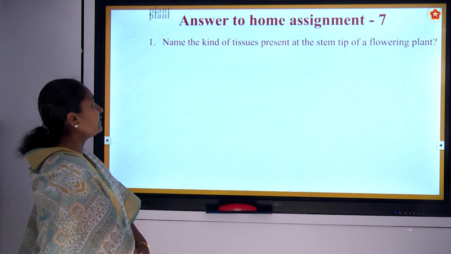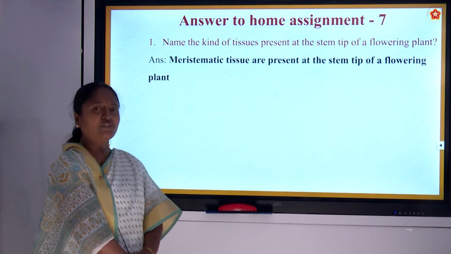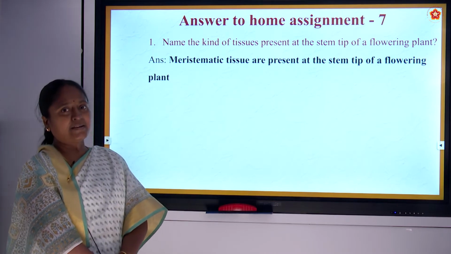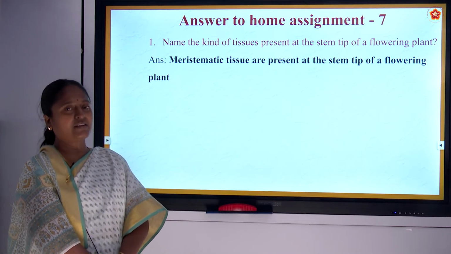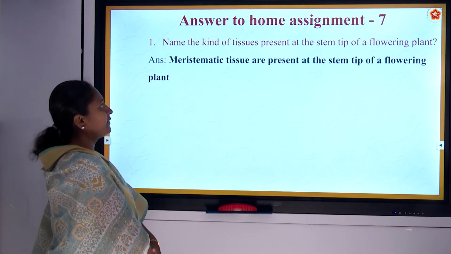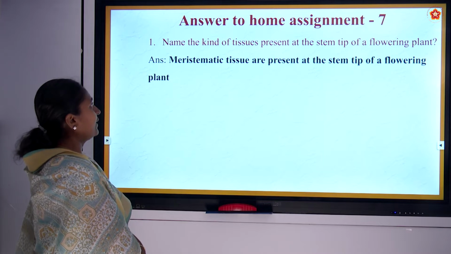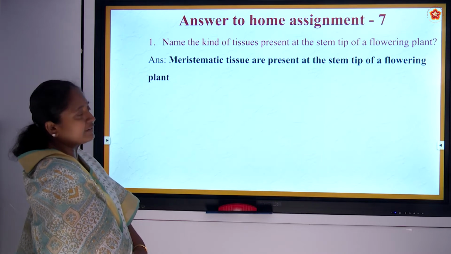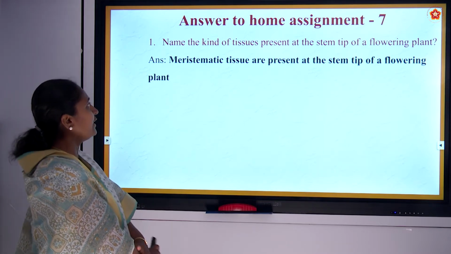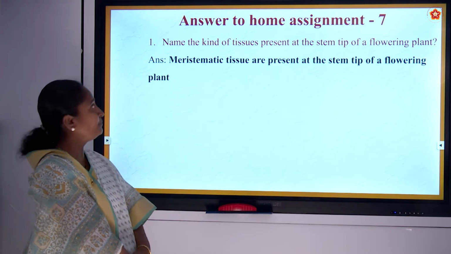Okay, so what is the tissue which is present? That is meristematic tissue. The meristematic tissue is undergoing division, and because of that the plant continues to grow, right? So the meristematic tissues are present at the tip of a flowering plant. Stem tip also you can write it, okay? So clearly you give the answer like this. Don't write it as a one word answer.